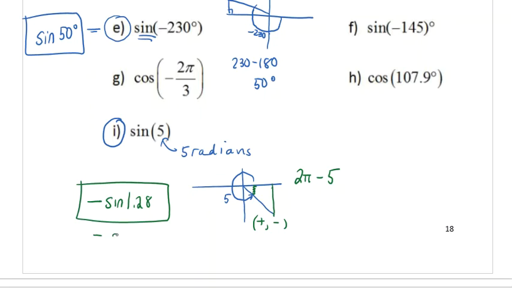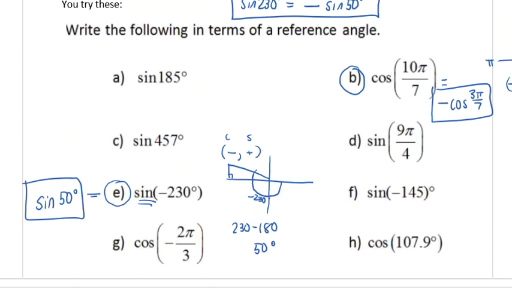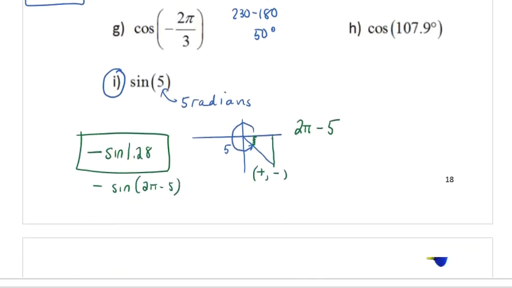Could also write negative sine of 2 pi minus 5 if you wanted it exact, but it's not a big deal. So again, I'm leaving you the other 1, 2, 3, 4, 5, 6 to try on your own.